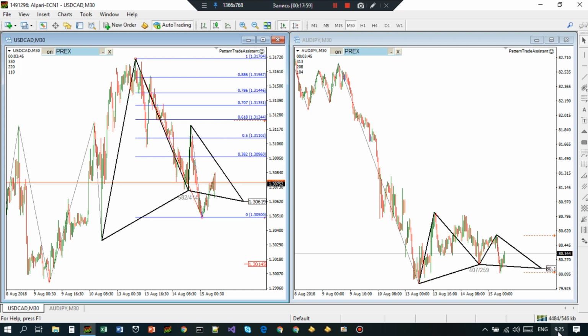We are getting closer to afternoon. 3 hours left, so if we don't have any completion within 3 hours, this means I will not have any trades today.